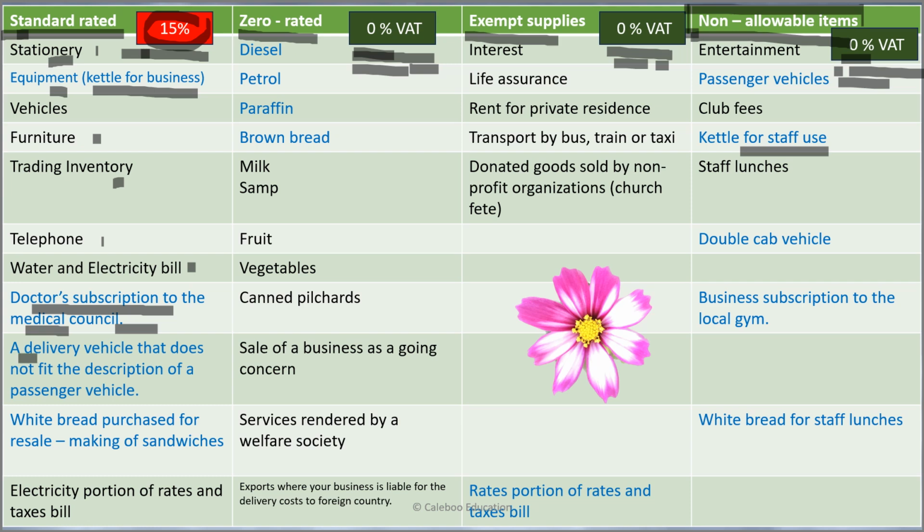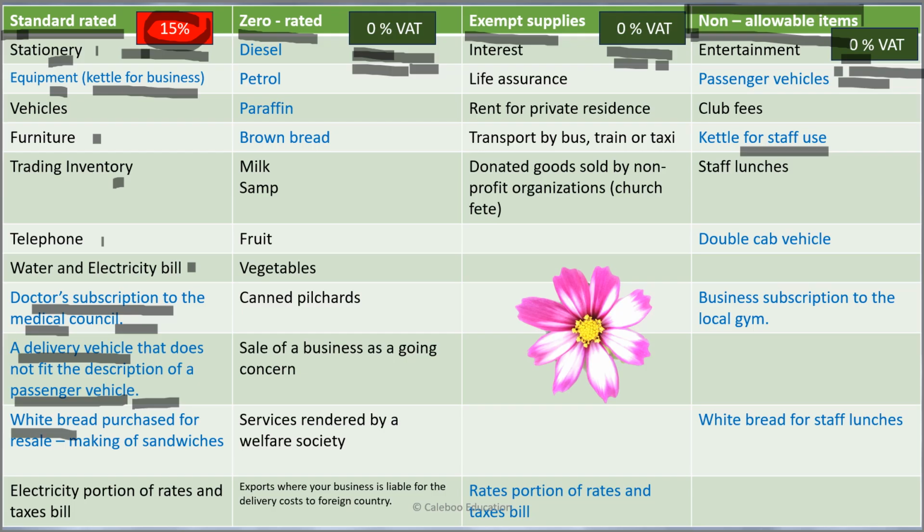A delivery vehicle is a standard rated item, but not if the delivery vehicle is for passengers. If the nature of your business is to pick up clients from the airport, for example, you can apply to SARS to get permission to claim input VAT. But generally speaking, a passenger vehicle is not a standard rated item, but a delivery vehicle is.